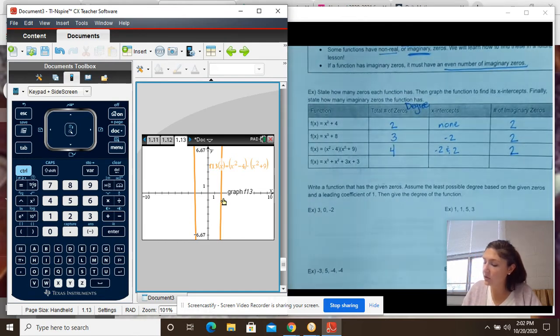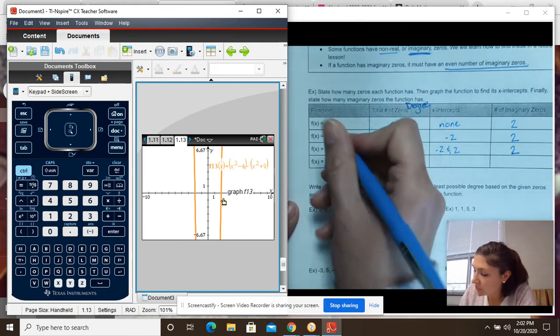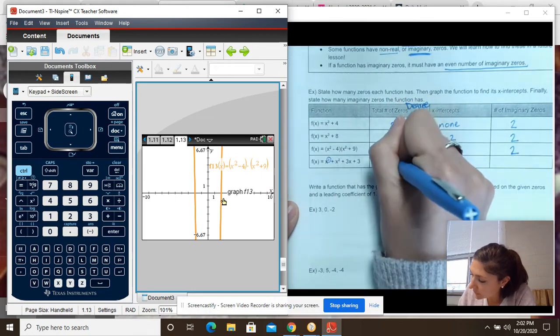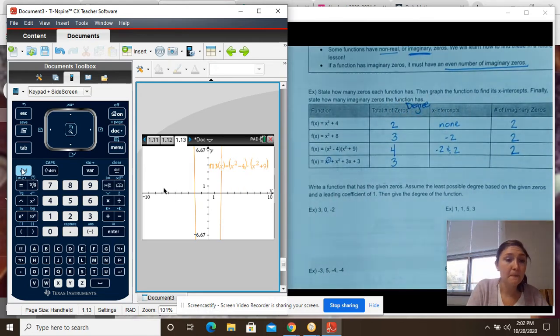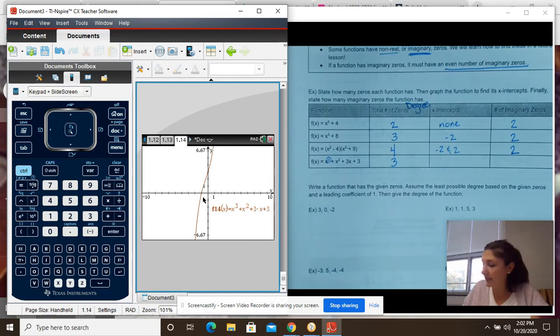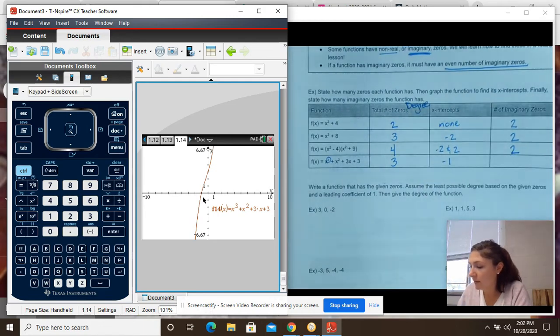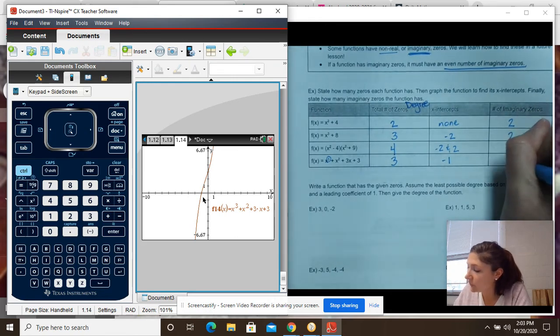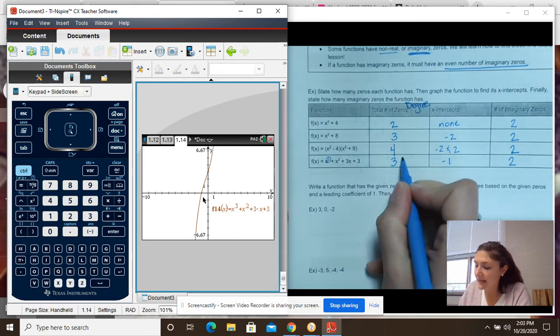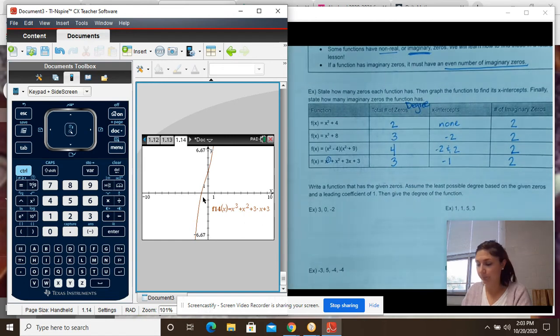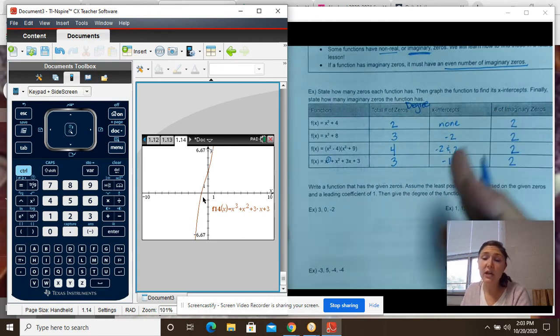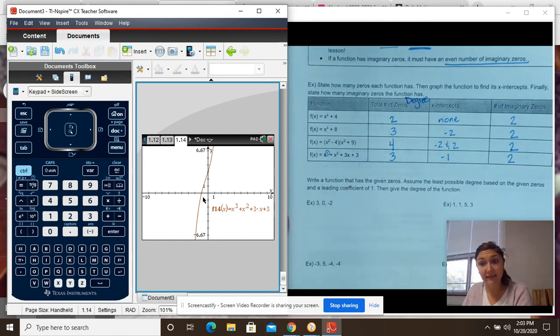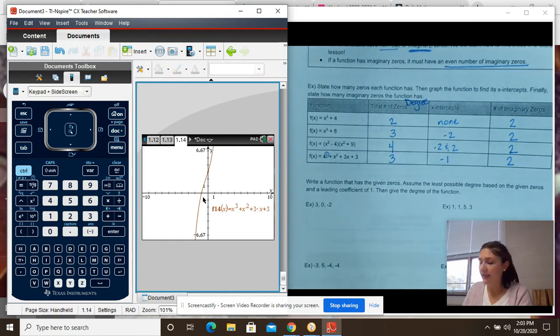And then for our last function here, in standard form, our degree would be that biggest exponent. So our degree here is 3. Let's take a look at our graph. 1 x-intercept at -1. So 1 x-intercept means I have to have 2 imaginary zeros to have 3 total. Okay, and again, we'll talk more about those imaginary zeros, how to find them, how I know what they are, a little bit later on.